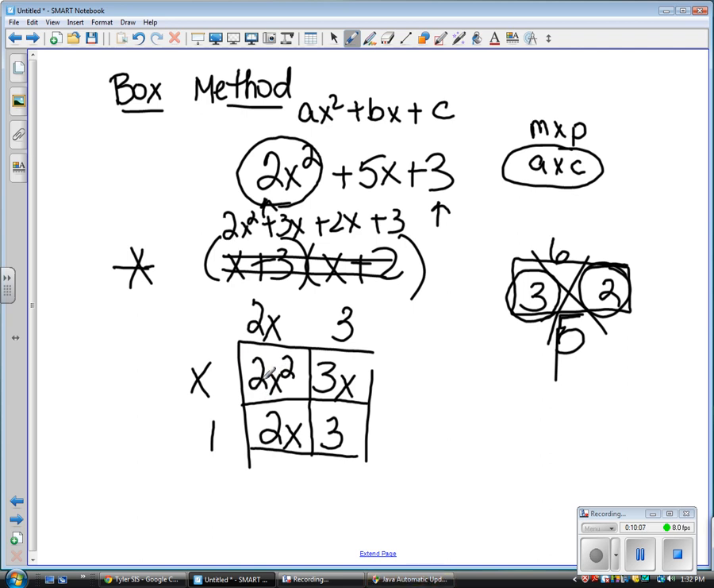Because this 2x squared is positive, both of these are positive because they're touching that block. This 3x was positive, so the 3 I factored out is positive. From this 2x, when I pull out, that's positive. So that means it's going to be x plus 1 and 2x plus 3. So my factors are 2x plus 3 and x plus 1.